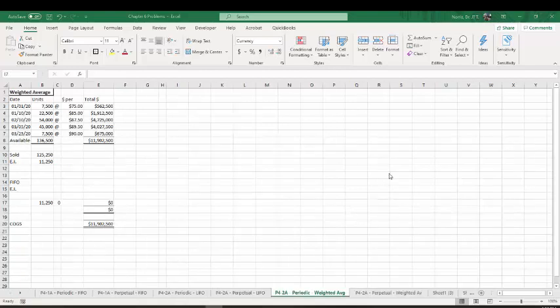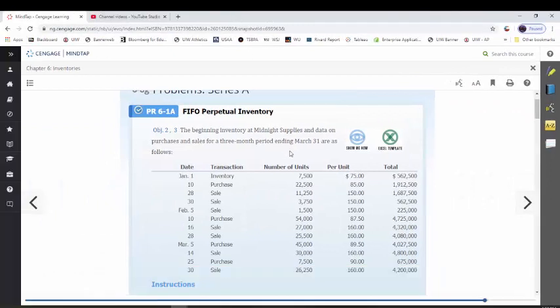Okay, so the very last one that I want to demonstrate is the same data set. So once again, we're going to be recording the 3-month period ending March 31st, and showing now how this all changes under both a periodic and a perpetual system for weighted average.